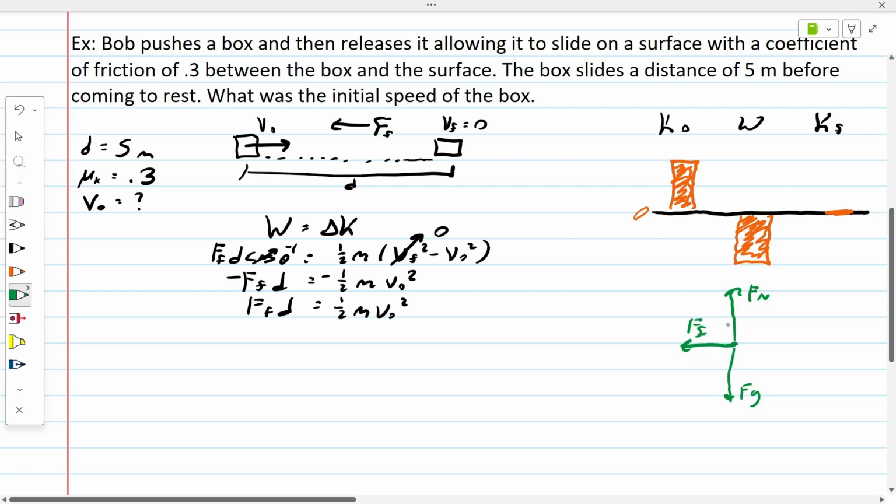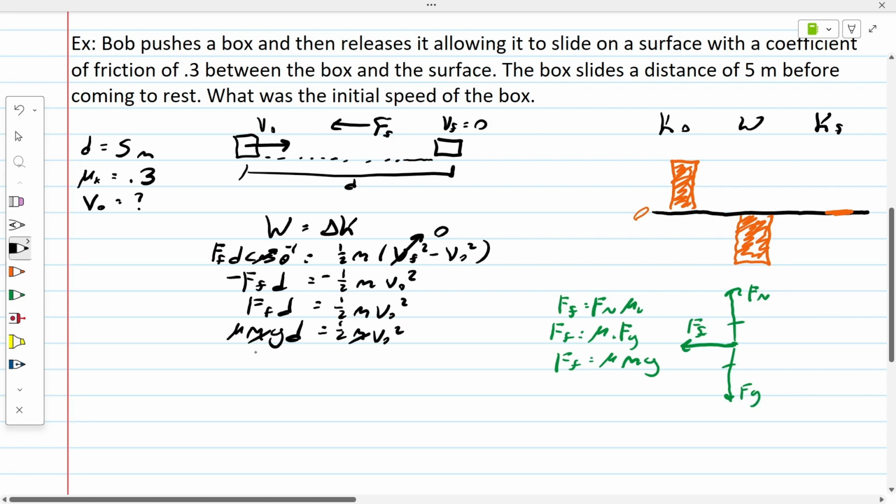So that's the only other force that's going to be applied here. And we know that the force of friction is equal to the force normal times the coefficient of friction. And because this force normal equals force gravity, because it's not accelerating in that direction, we'll have the coefficient of friction times force due to gravity, and we know that the force due to gravity is just equal to mass times gravity. So if we plug that back into our equation over here, we get the coefficient of friction times mass times gravity times distance equals 1/2 m v0 squared.